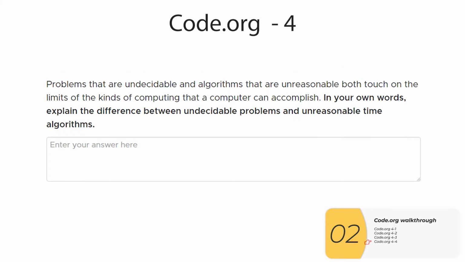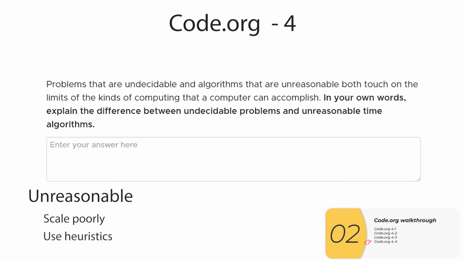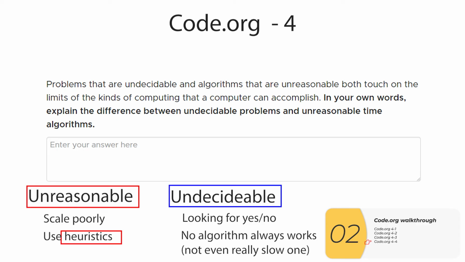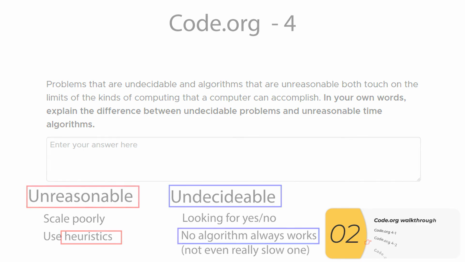Finally, this last question here is asking about the difference between undecidable and unreasonable problems. So unreasonable problems are problems that take too long to finish. They scale really poorly, so even though there's in theory a way to solve it, you can't really solve it in practice. And so what we do is we use heuristics or approximations or rules of thumb to try to solve these problems. Undecidable problems, these are problems where we are looking for yes or no answers, and there is no algorithm that will always work to give us this yes or no answer. When you're taking the AP CSP exam, you should in your mind pair unreasonable with heuristics, and when you see the word undecidable, you should pair that in your mind with there will not always be a solution.